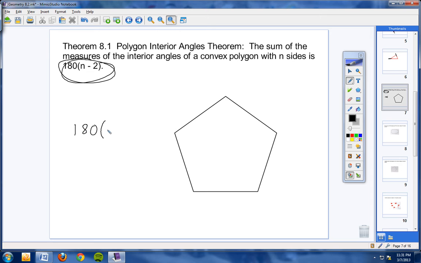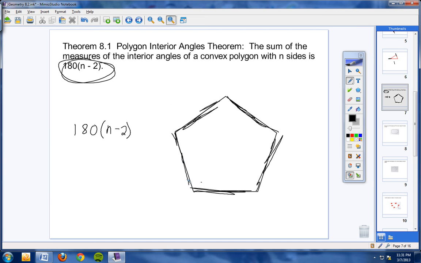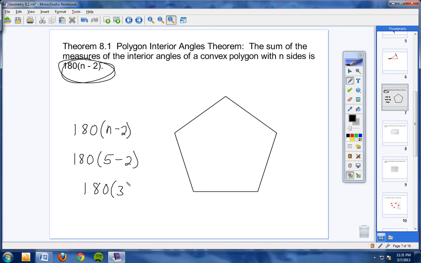Anytime I want to find the sum of the interior angles of a polygon, this is the formula that I use. Let's count the sides. I already said it's a pentagon, so we know it's 5 sides. 1, 2, 3, 4, 5. So we have 5 sides. All right. So using this formula, where the n is, I'm going to substitute 5 because n always stands for the number of sides. 5 minus 2 is 3, so I have 180 times 3, and that would give me 540 degrees. So I know if I add up all the interior angles, I will get 540 degrees.